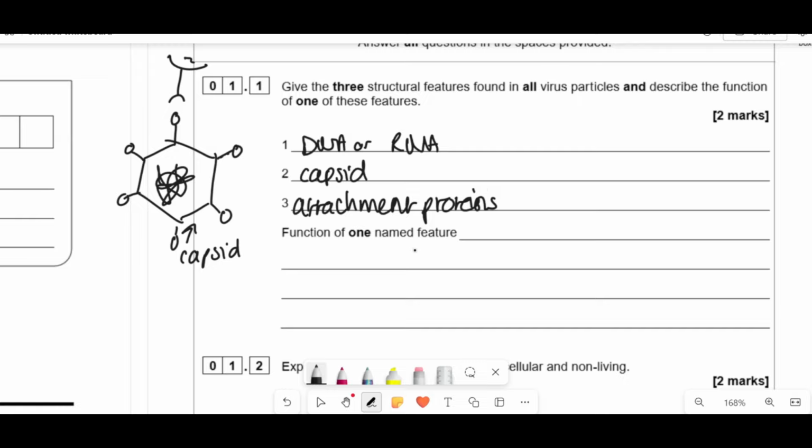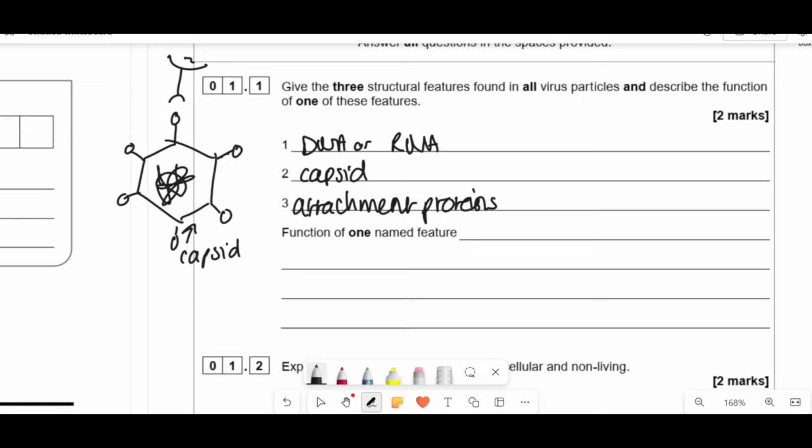So now it says to write the function of one of the named features. Here, a common mistake is that a lot of people describe structures that are only found in some viruses, like reverse transcriptase, which is only found in retroviruses like HIV, not every single one, or a lipid envelope. Other people described bacterial structures, like, for example, capsules and plasmids. And other people were saying things like flagella and cell membrane. These are acellular, they're not cells.